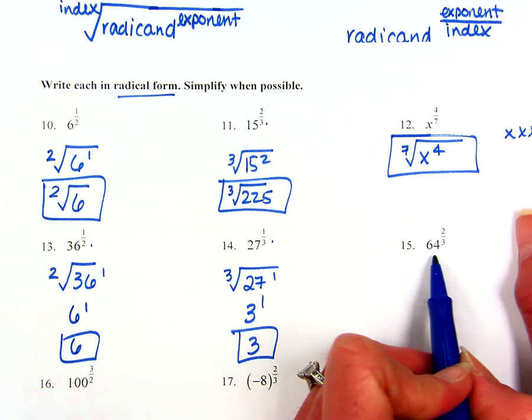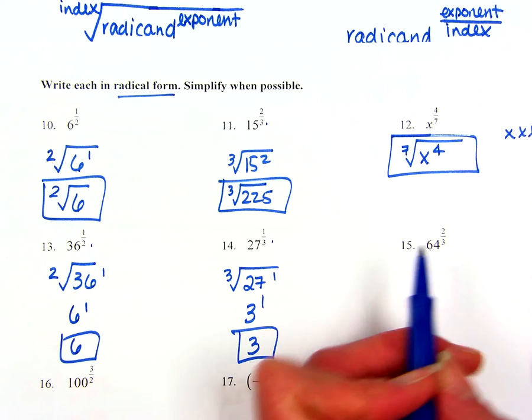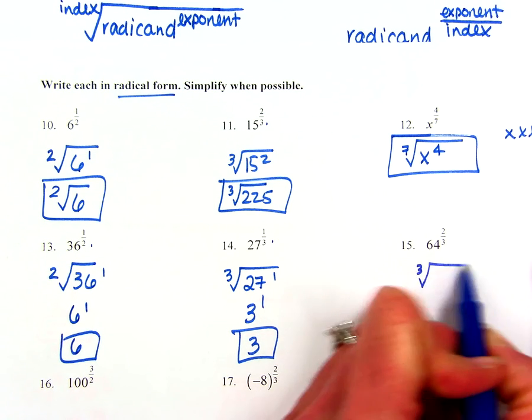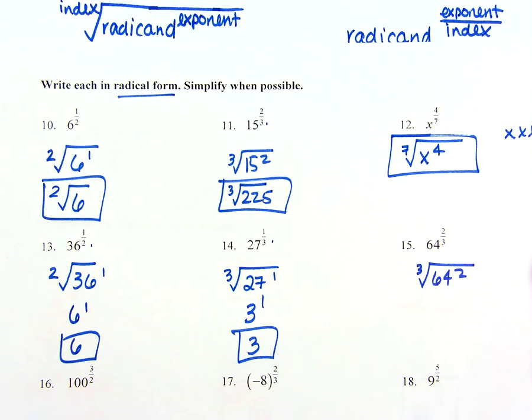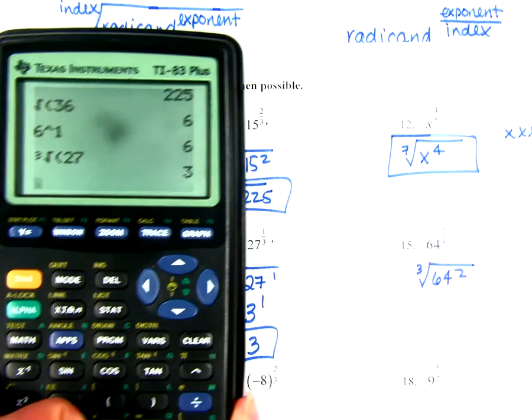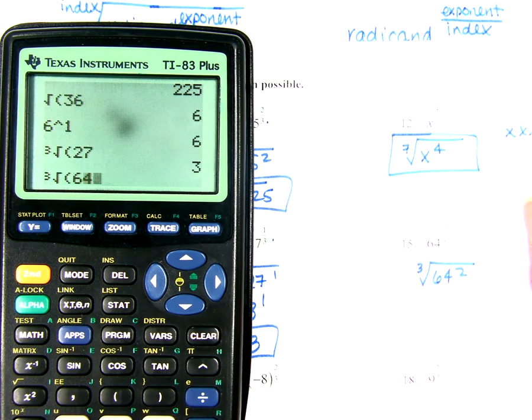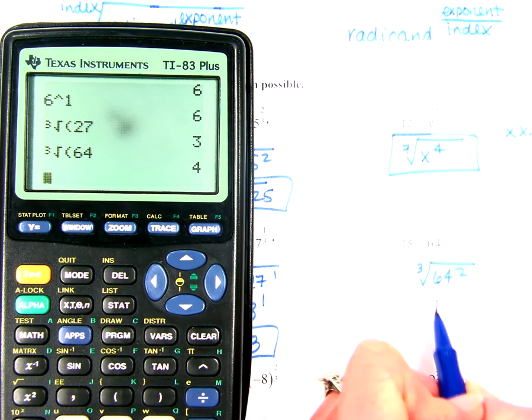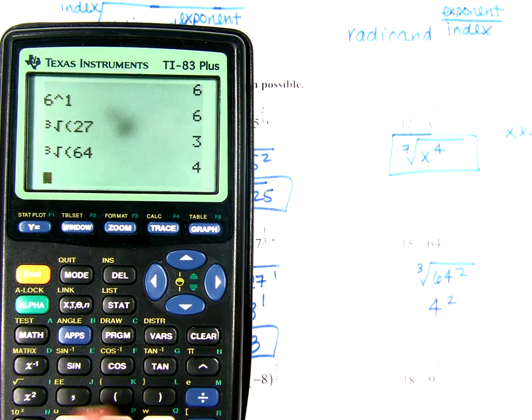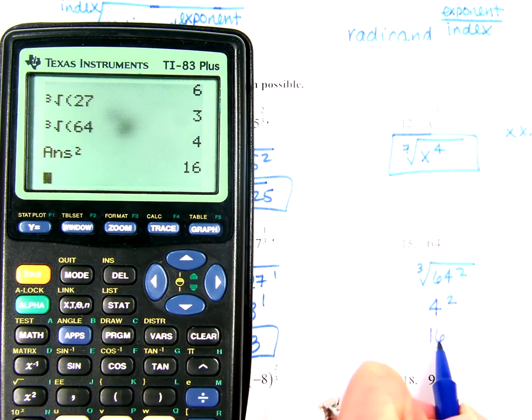Okay, number 15 is 64 to the 2/3. So we've got the cube root of 64 squared. So you should start getting used to seeing a lot of these numbers. You get a lot of the same values. So cube root of 64, hopefully you recognize that is 4. And 4 squared is 16.